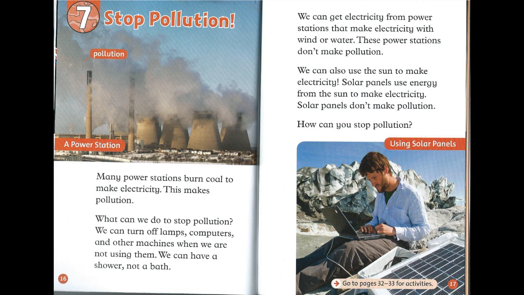We can get electricity from power stations that make electricity with wind or water. These power stations don't make pollution. We can also use the sun to make electricity. Solar panels use energy from the sun to make electricity. Solar panels don't make pollution. How can you stop pollution?